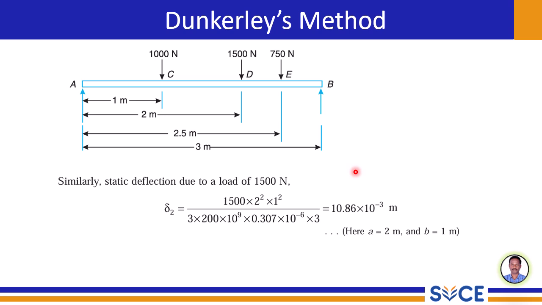In this slide, we are calculating static deflection due to the second load, that is W2 1500 Newton, located at a distance of 2 meter, A equal to 2 meter, B equal to 1 meter. Again using the same static deflection formula, substituting all these values, 1500 in the numerator, and the denominator remains the same. The value of delta 2 is equal to 10.86 into 10 power minus 3 meter. So in the next slide we will calculate static deflection due to the third load.